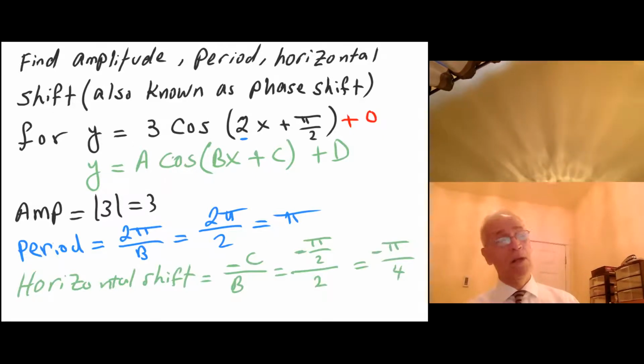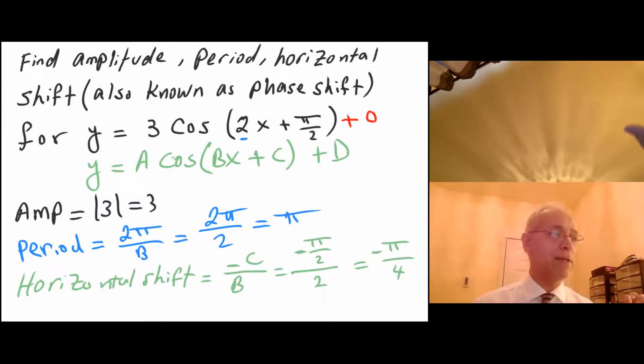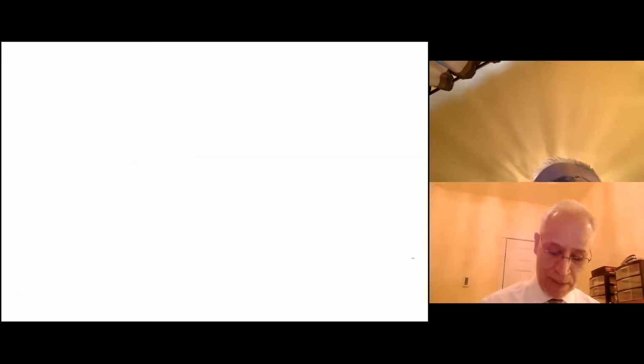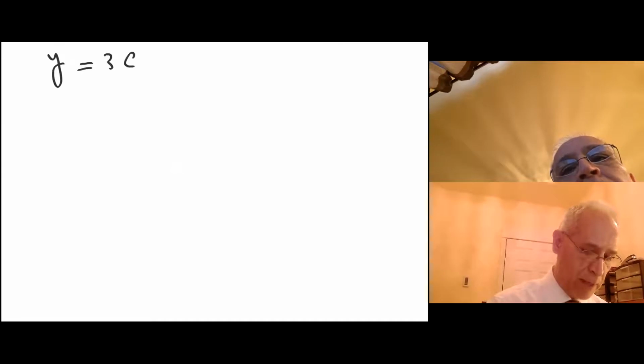So once again, if you like to use this format, this is how you find the amplitude, the period, and the horizontal shift. For this format, period equals 2 pi over b, and horizontal shift equals the opposite of c over b. Going to the next page, same problem, let me show you another format: y equals 3 cosine of 2x plus pi over 2.